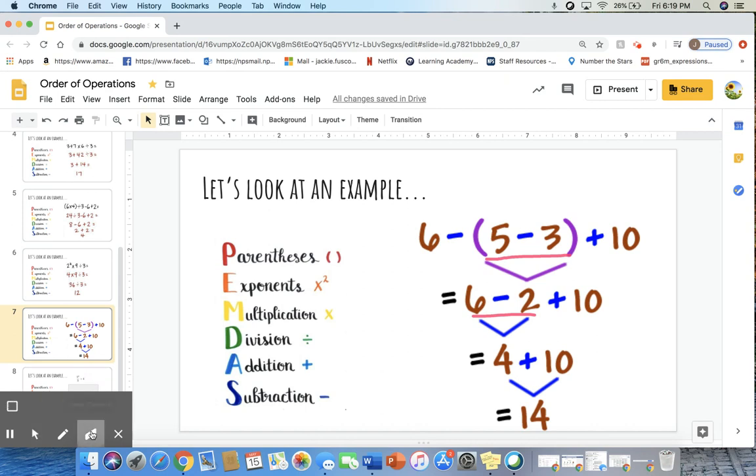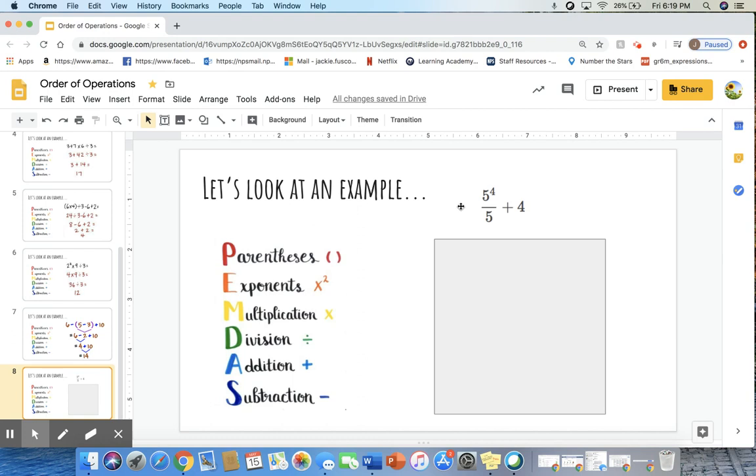And one last example. This problem is going to look familiar because you might see similar problems to this on Khan Academy. So remember, when you see a fraction line like this, that means division. Let's remember that when you see a fraction, that is division. We can't forget that.